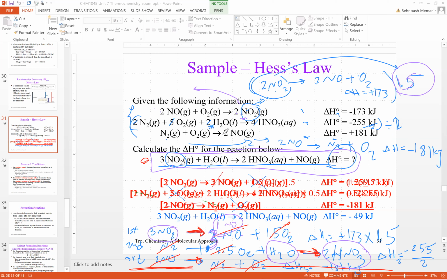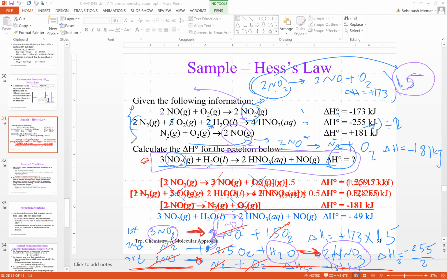Because NO was on the reactant side, so we have to be able to cancel it with this NO on the product side, and we want to be able to cancel the NO from the first reaction. So this part has to come to the reactant side. So we should be able to cancel it, and we have to be able to cancel the O2 as well.